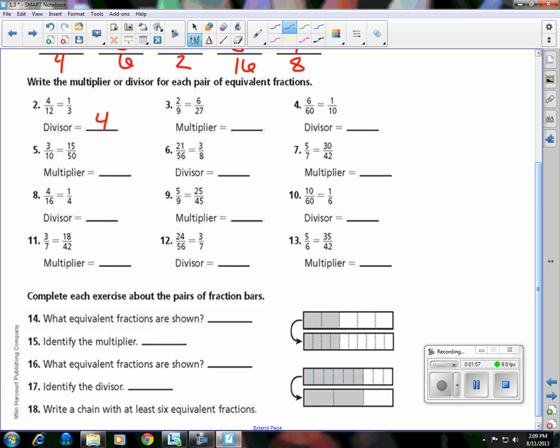What do I multiply 9 times in order to get to 27? Okay, again, this is just knowing some of my basic facts and thinking about that. I would multiply 9 times 3, and that's going to get me 27. Okay, what do I divide 60 by to get 10? Well, 60 divided by 6 is 10.